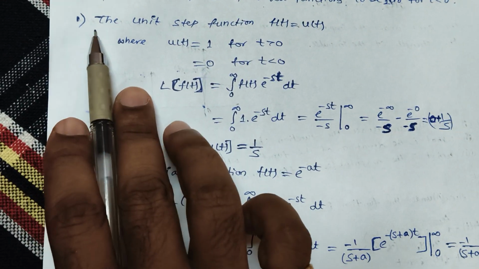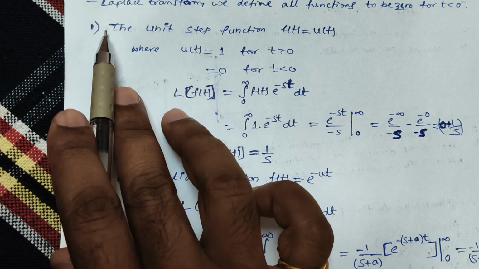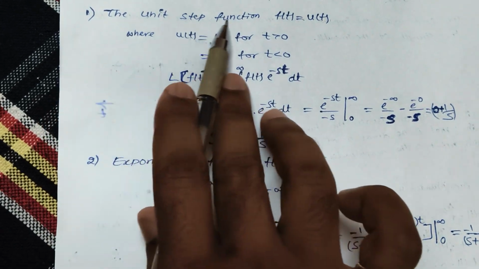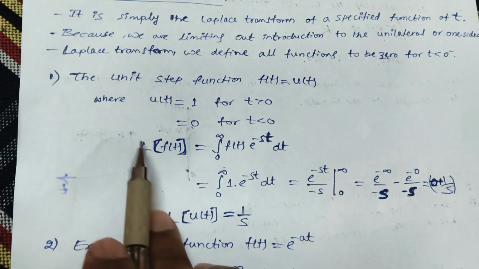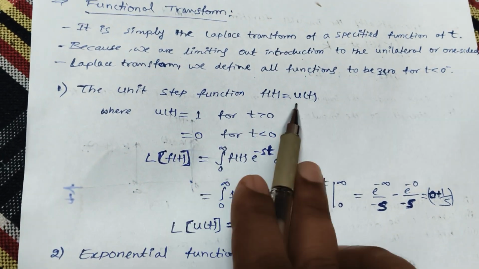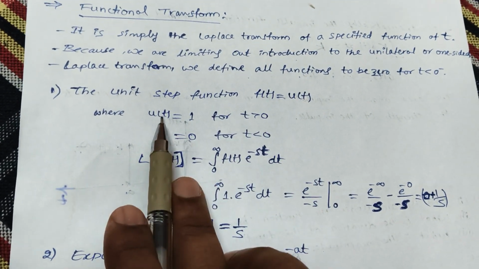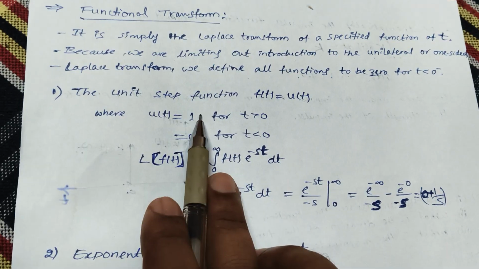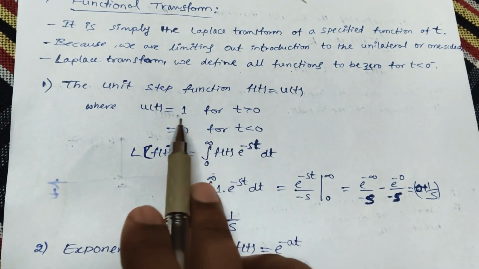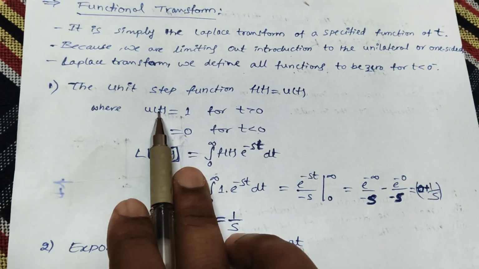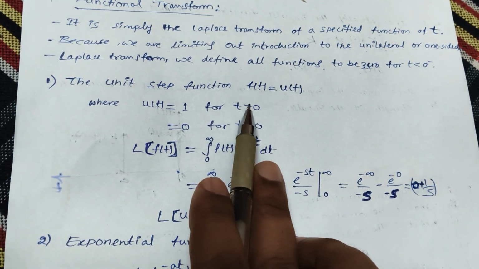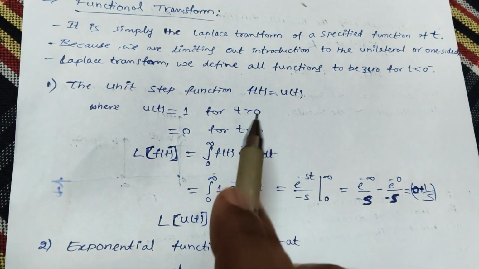So first we'll take a few examples of functions. The first function is the unit step function. f of t is equal to u of t, the unit step function. What is the definition or mathematical representation of the step function? u of t, the unit step function, means u of t is equal to 1 for t greater than 0 and it is 0 for t less than 0. u of t exists only for t greater than 0.